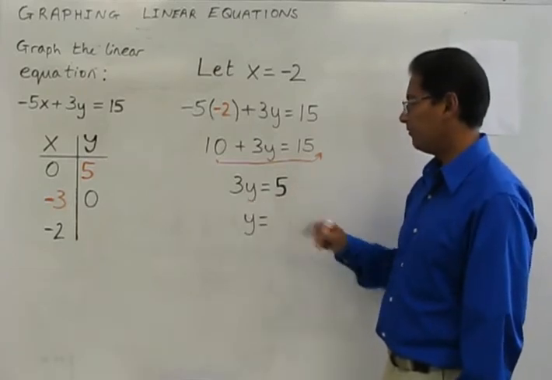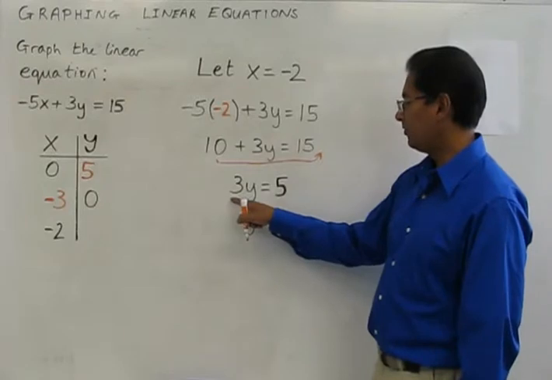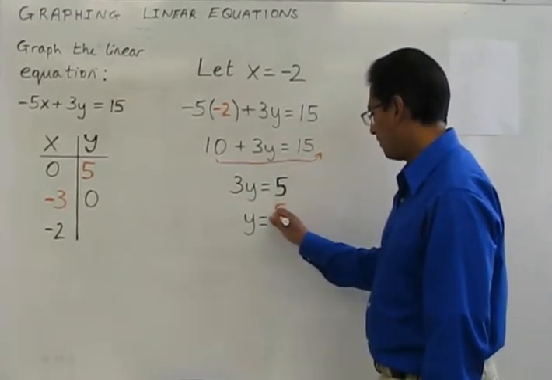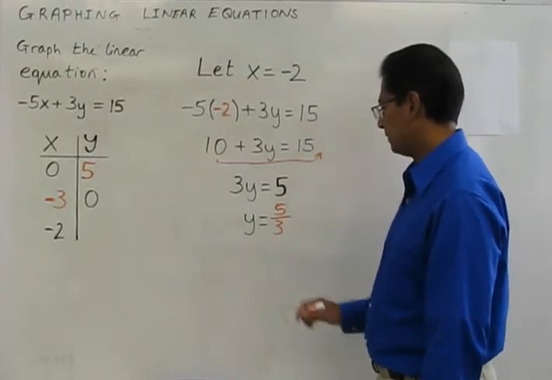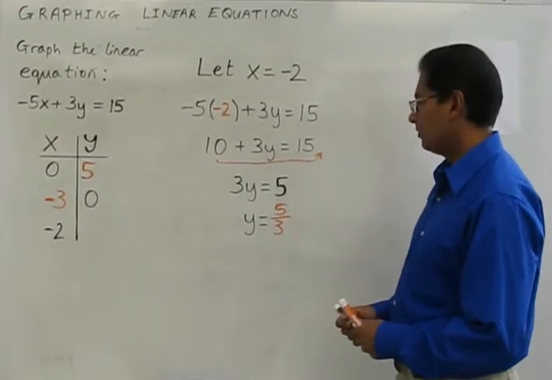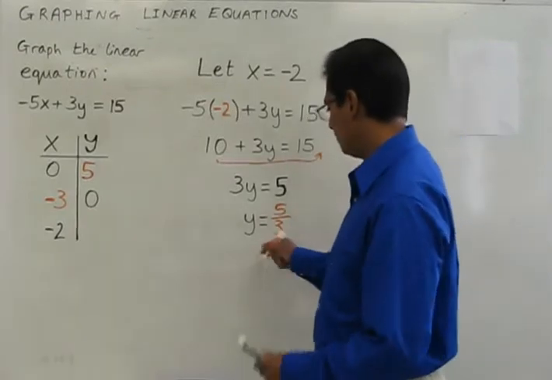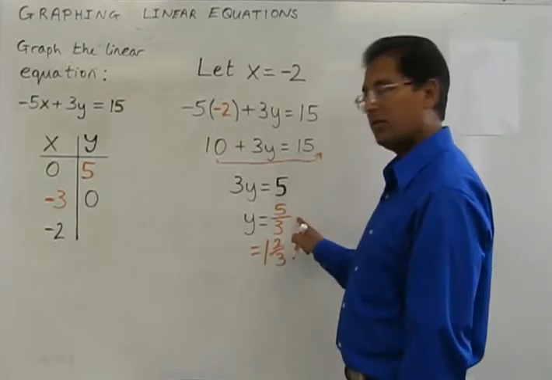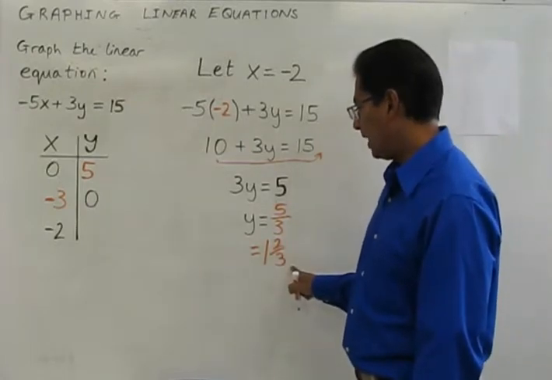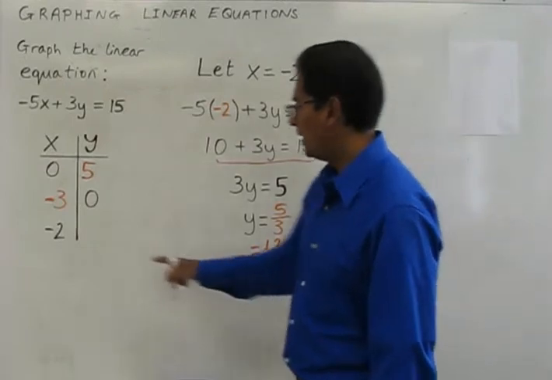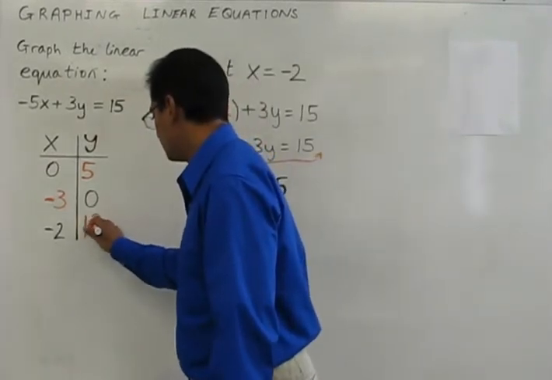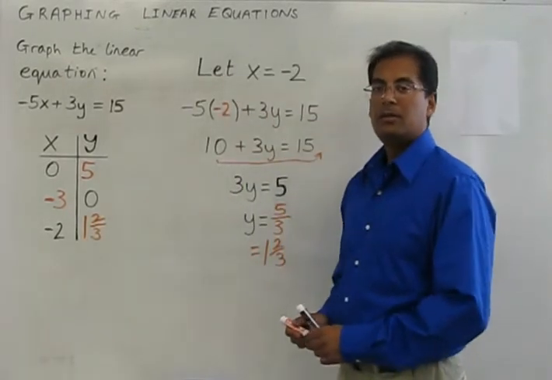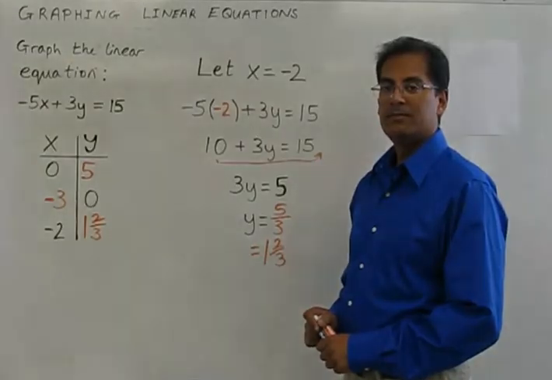So we have 3y equals 5. Finally, we're going to divide both sides by 3 to get y. So y is going to be equal to 5/3. Okay, so that's our third point. Y is 5/3, which is actually 1 2/3. So we could either think of it as 5/3 or 1 2/3. Y is equal to 5/3 or 1 2/3 when x is negative 2. So I'll put 1 2/3 here. Now we're ready to plot these points to graph the equation.